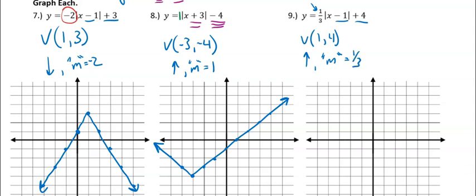Let's see, 1, 4. And then a slope up 1 over 3, but I have to do that in each direction. So I actually do a slope of positive 1/3 and negative 1/3 just to make a V that opens up. And that's it.